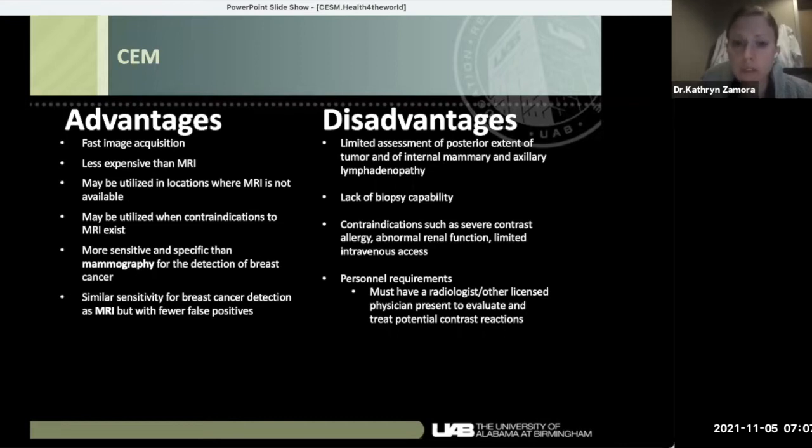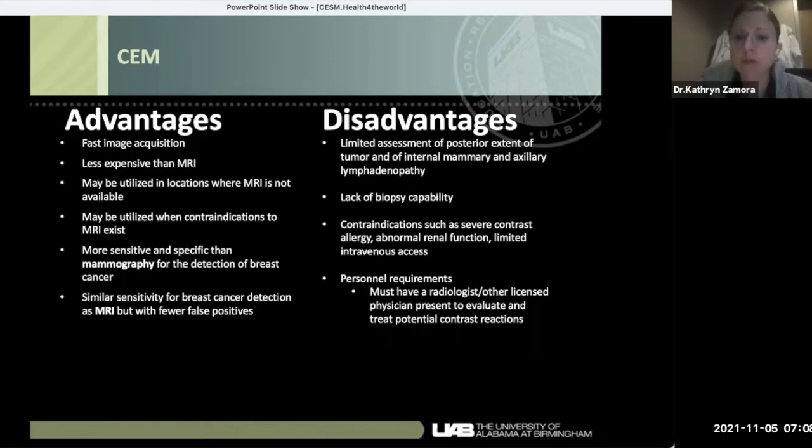And one of the largest disadvantages currently is the lack of biopsy capability. So we can perform these contrast-enhanced images and find areas of concern, but then we don't have a way to target them using the same contrast enhancement. Typically, we either need to move them to MRI or look for it using ultrasound or mammographic landmarks. Hopefully, this capability will be coming out at some point in the near future.